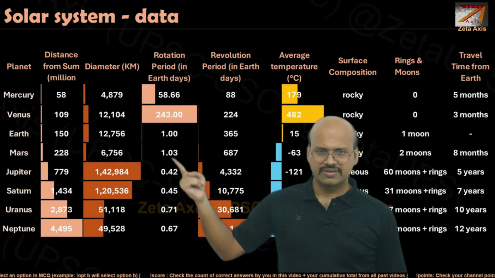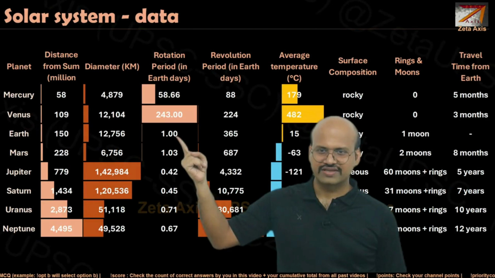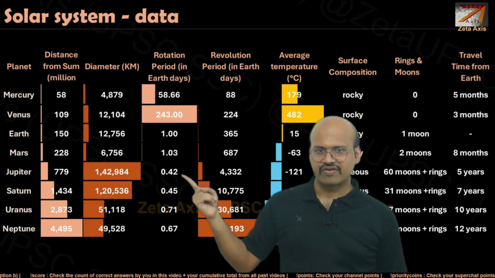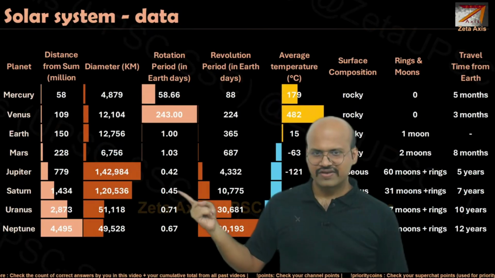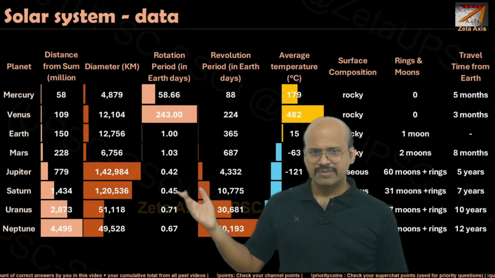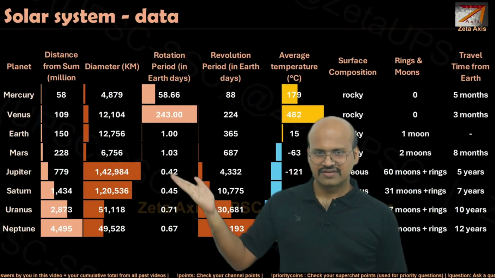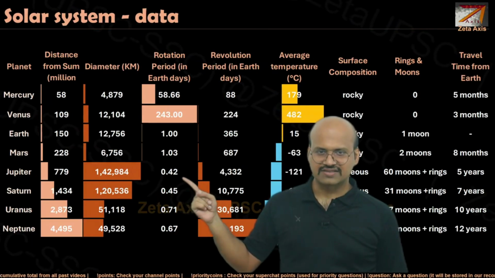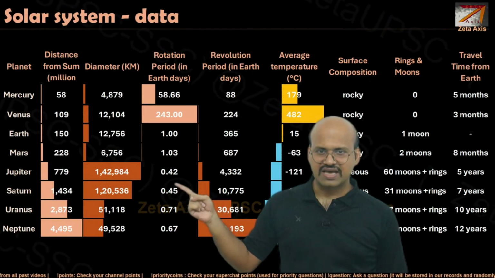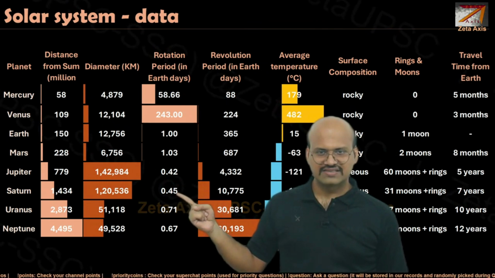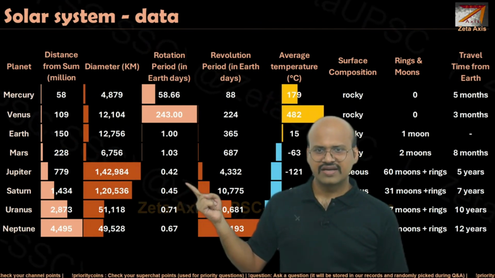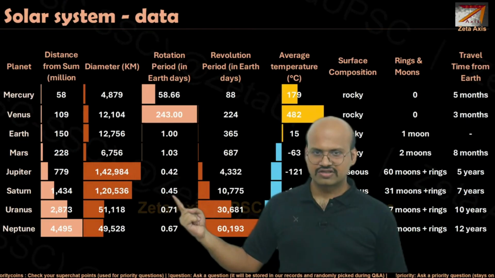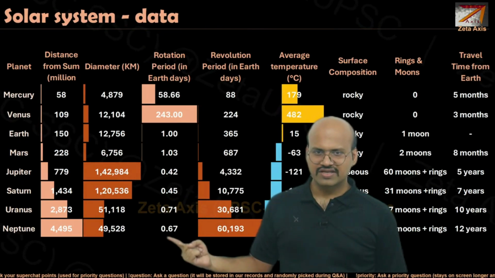has almost similar time for rotation around its axis. Then we have Jupiter, which is less than half of the day on Earth. And we can see here that as the planet is larger, the rotation time is smaller. So Jupiter, which has the highest size, has the least time for rotation around its own axis. Saturn, which is the second largest planet, has the second smallest time for rotation. And then we can see these two.